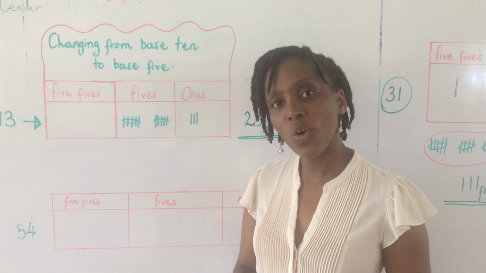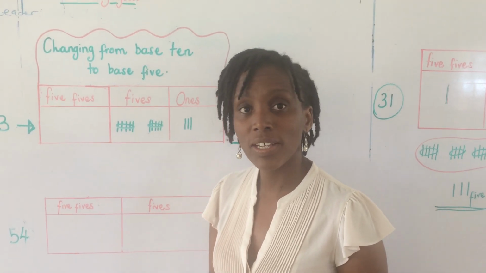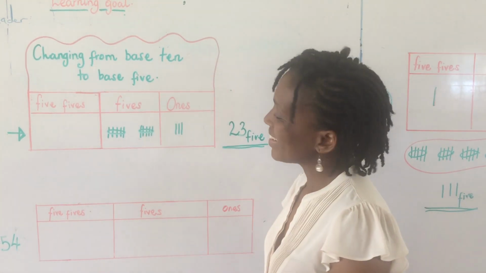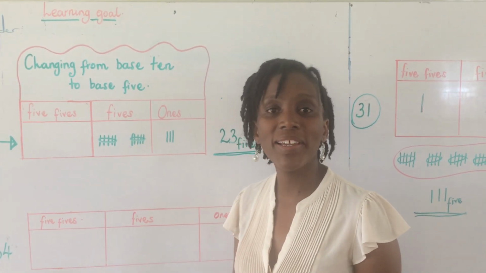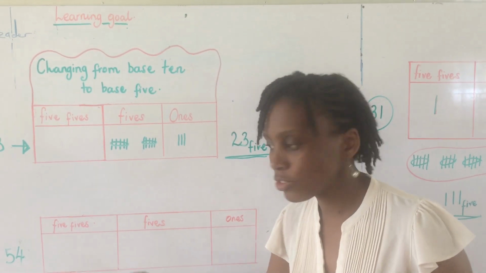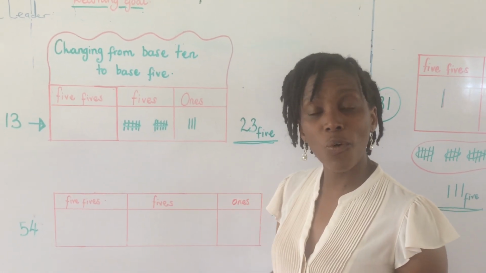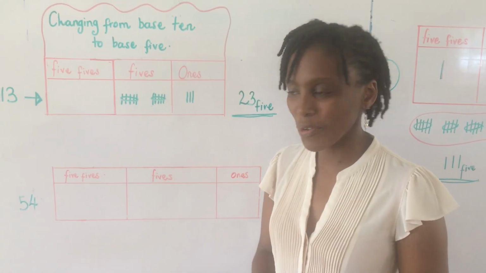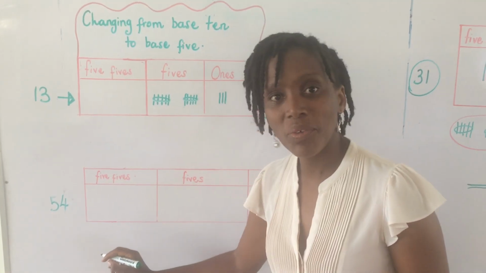Pause the video and try to work out how many groups of 5s you get, and see if you can work out through our function machine how many groups of 5s we'll get. So I'll draw this out. How many 5s are in 54? Those are quite many. Can we draw them together?